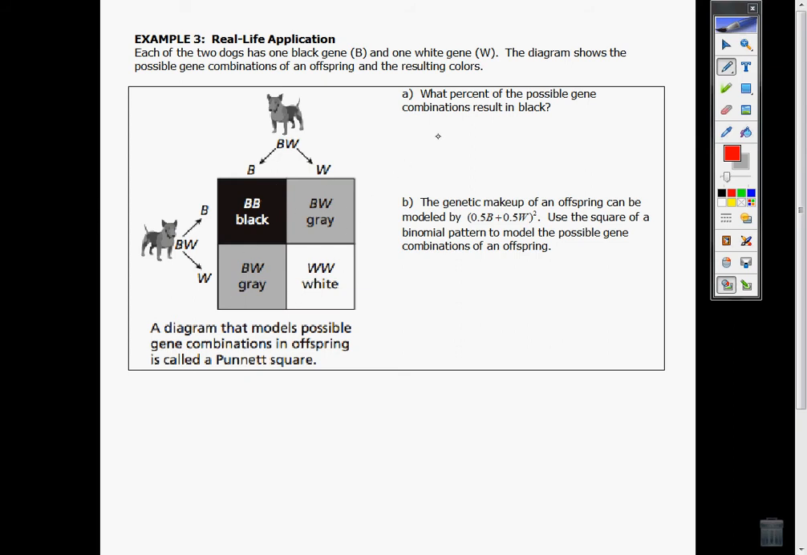So in part A, when it says what percent of the possible gene combinations result in black, well, how many possibilities are there? It looks like this whole square comes out with 4 possibilities, and there's only one of them that came out completely black. Like these were gray, this was white, but this one's completely black. So 1 out of the 4 resulted in completely black fur. So what's the percentage of those combinations? Well, it was 1 in 4, which is 25%.